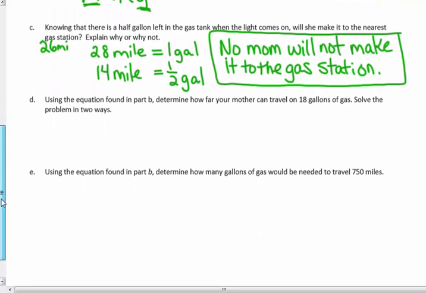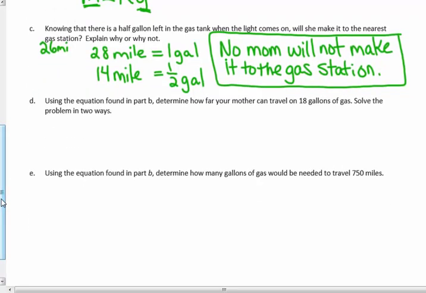Part D, using the equation found in Part B. My equation was miles is equal to the constant times the gallons.